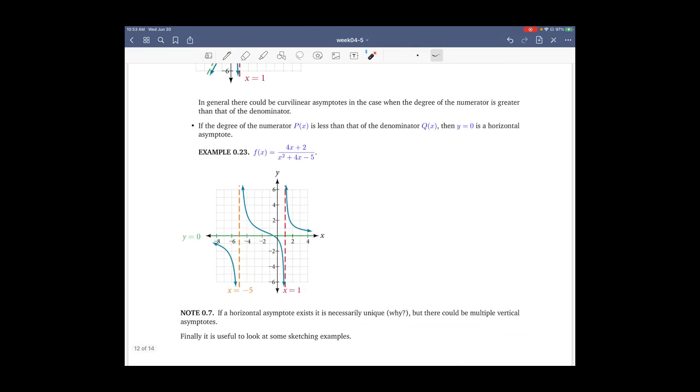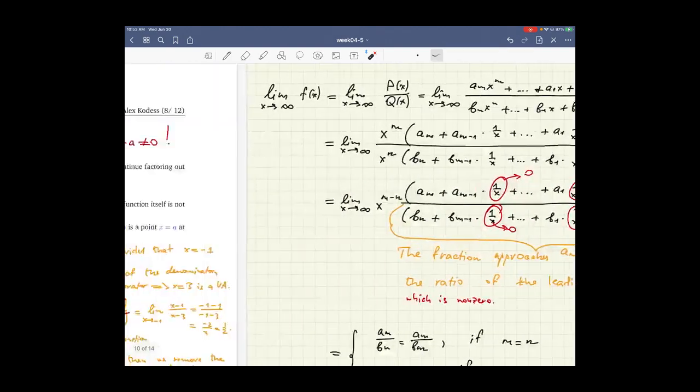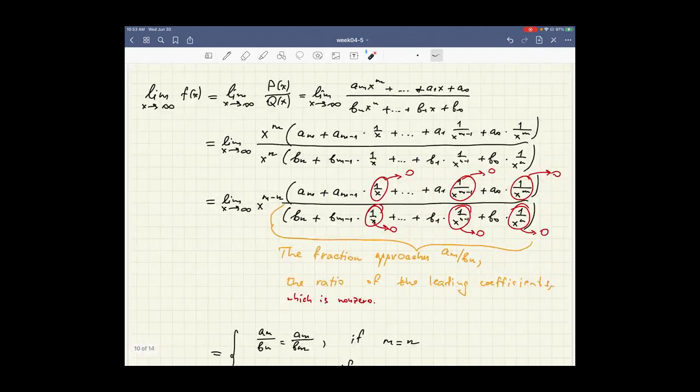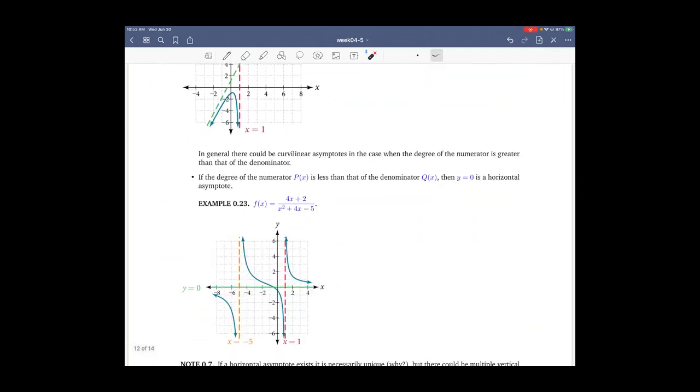And another special case is when the degree of the numerator is strictly less than the degree of the denominator. As we know, in this case, the limit is 0, and we will have the horizontal asymptote y equals 0, which is the x-axis. Here is one such example.